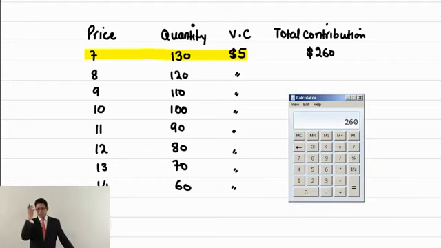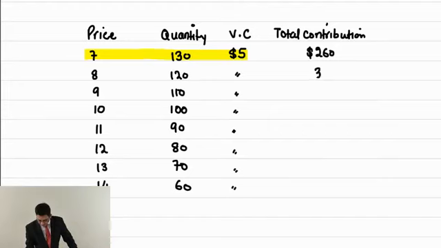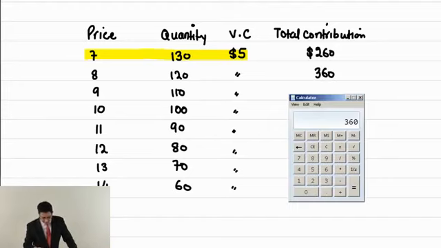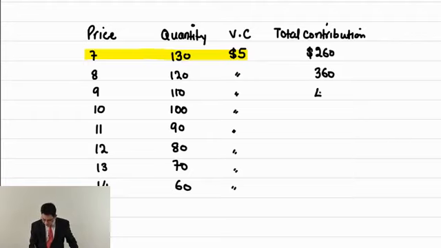It will take 1 minute. You will see something interesting. Okay, 3 into 120 is 360. Then 4 into 110 is 440. And then all I'm doing is selling price minus variable cost, the contribution, then multiplied by the number of units. So 10 minus 5 is 5, 5 into 100 is 500.